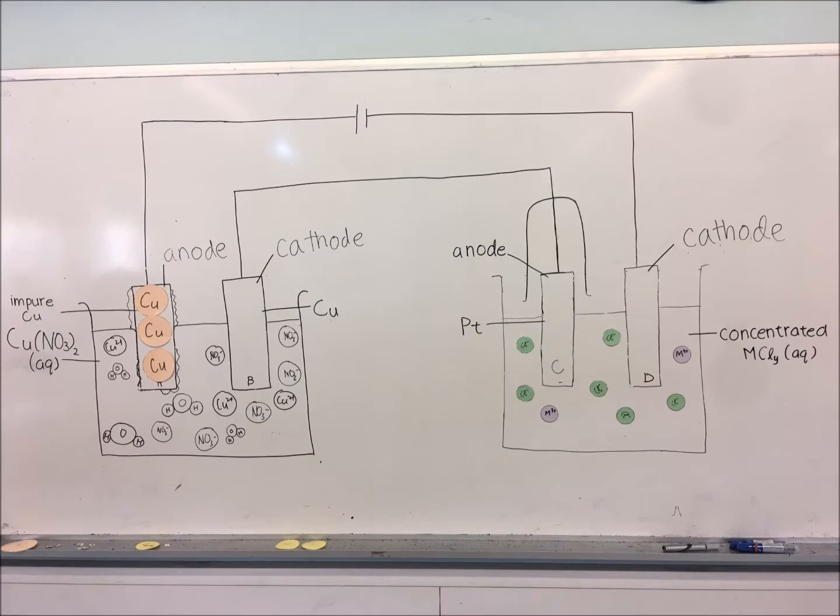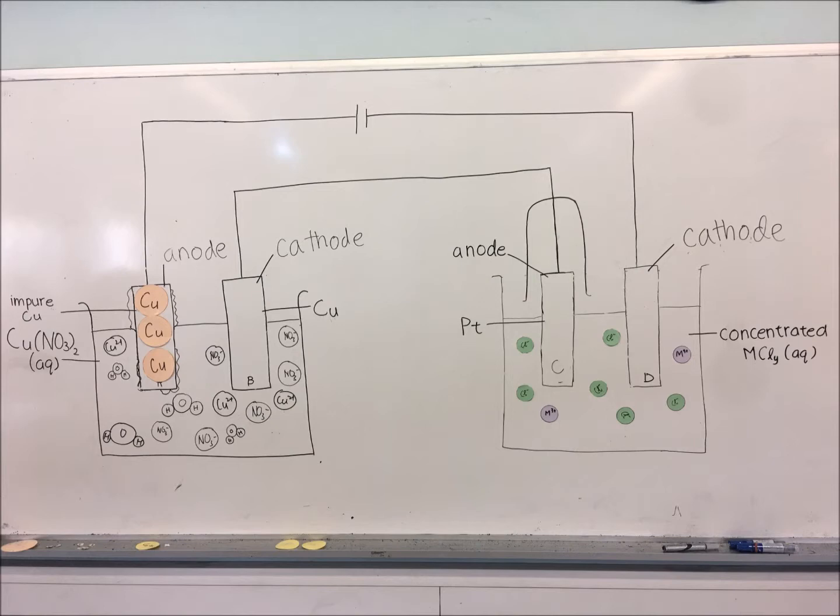I will be explaining to you the electrolysis process of this setup through this presentation. In this setup, there are 4 electrodes. Electrode A, which is made up of impure copper. Electrode B, which is made up of copper. C, made up of platinum, and D, made up of metal M.